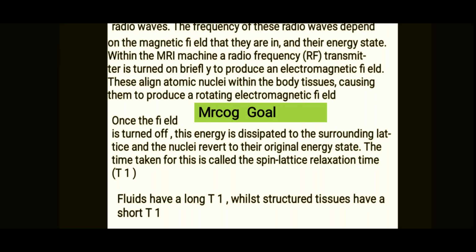So once they come in the electromagnetic field, all of them align, and once we stop it, they go back to their original state. And this time taken is called the spin lattice relaxation time. Okay, so that is what we call T1, T2 images. The fluids have long T1, while the structured tissues have short T1. So the fluids that we see in the T1 images require more time to come back, whereas the structured tissues have short T1, right?